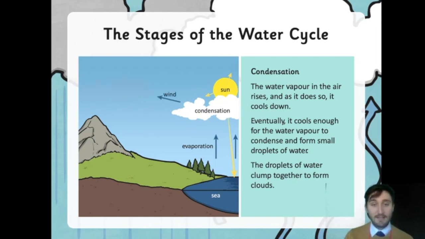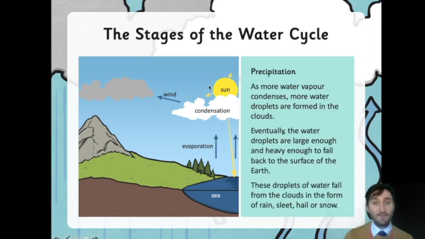The wind then blows it and forms a darker cloud. So that is when so much water vapour forms and it gets a little bit too big. It forms this. And this is where precipitation comes in. As more water vapour condenses, more water droplets are formed in the clouds. Eventually, the water droplets are large enough and heavy enough to fall back to the surface of the earth. And these droplets of water fall from the clouds in the form of rain, sleet, hail, or snow. There we go, precipitation. So for example, rain, again, like it says here, we could have sleet, hail, or snow.